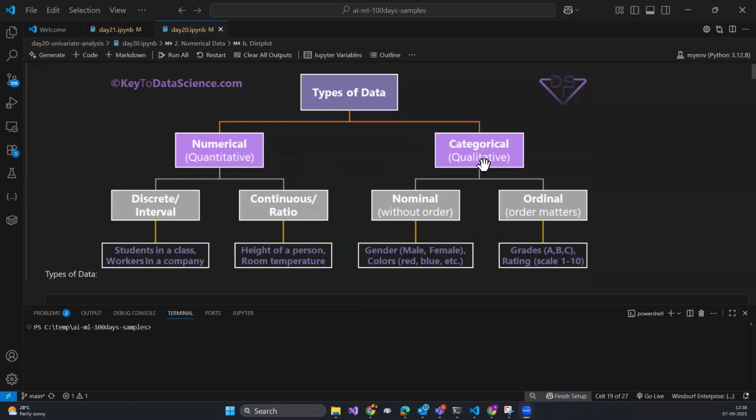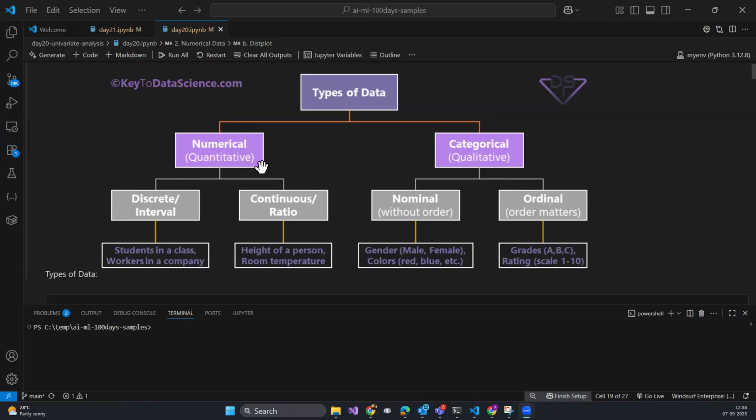For example, gender and fail. For example, day or night, right? Fail or pass. So these are the categorical data types.